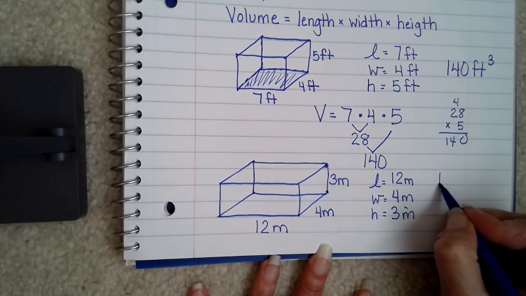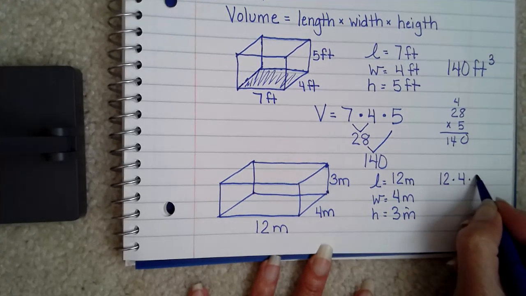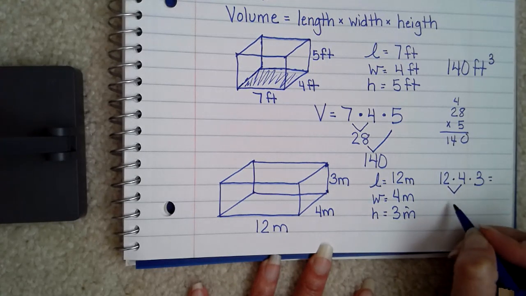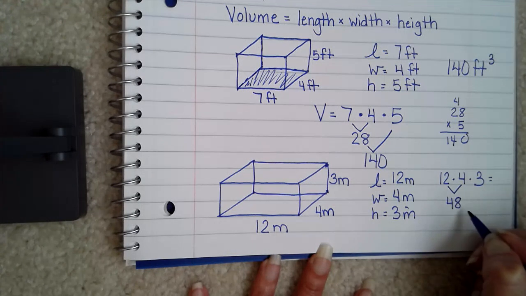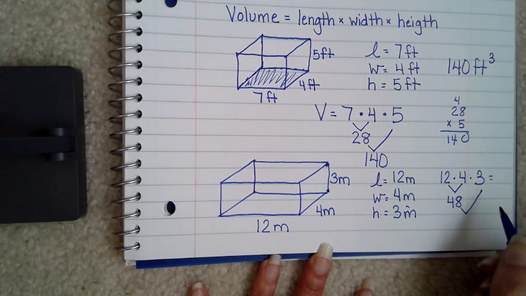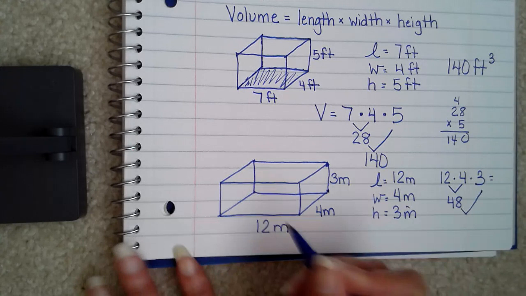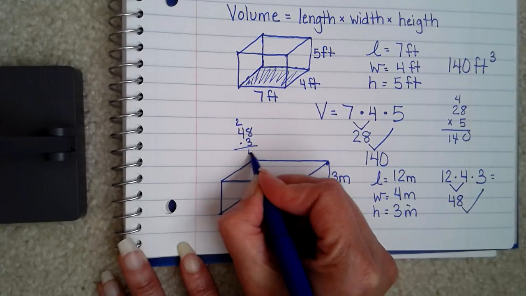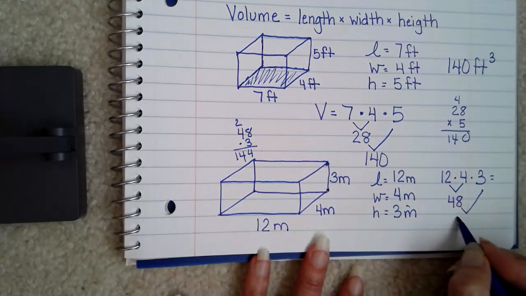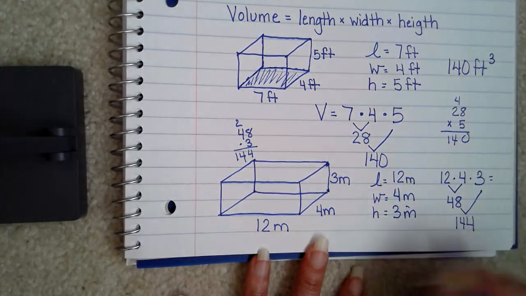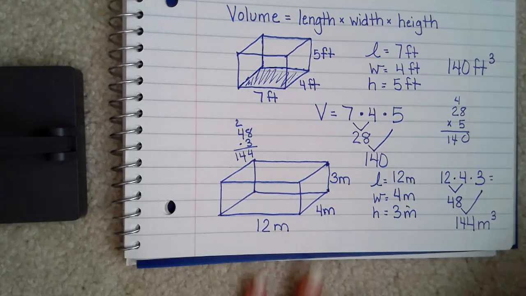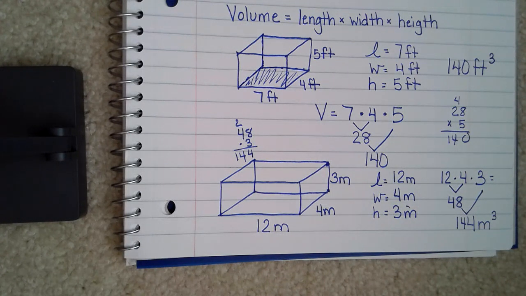So again, we're going to do 12 times 4 times 3. So 12 times 4, we can multiply that out, and we'll get 48. 48 times 3. So off to the side, I might do 48 times 3, 24, 12, 13, 14. So I get 144. And then it's meters. And how many times did I multiply the meters together? 3 times. So that's called cubed. 144 meters cubed. All right.